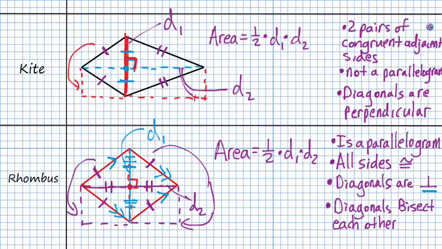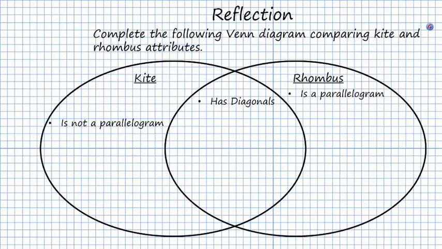Alright, so before we get started on our assignment, what I want you to do is complete this Venn diagram as a reflection over our notes. So this Venn diagram has some information already in here. We know that a kite is not a parallelogram, we know that a rhombus is a parallelogram, and we know that both of them have a diagonal. So what I want you to do is fill this out with some information about kites and rhombuses and see what is the shared information in between them and what makes them different from one another.